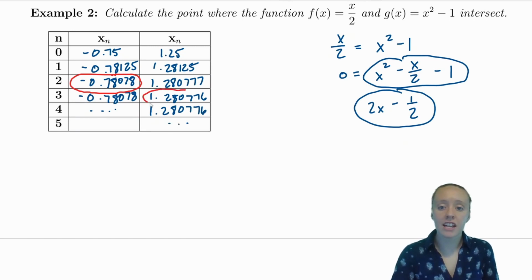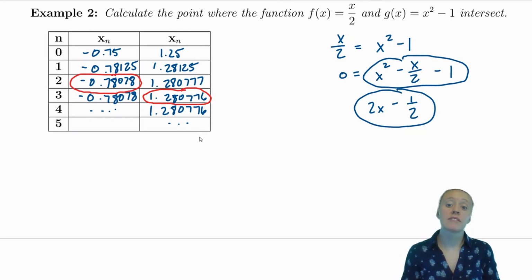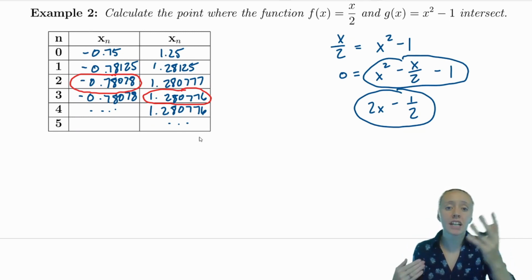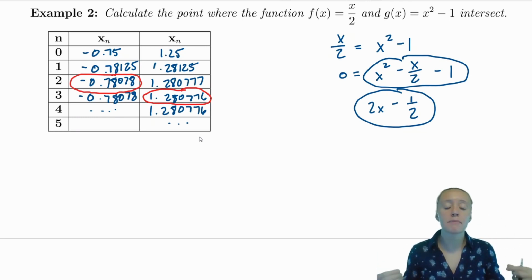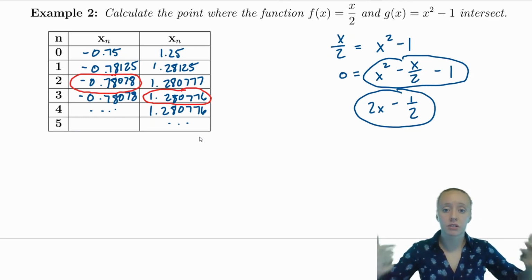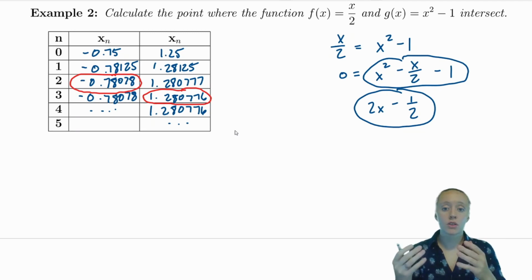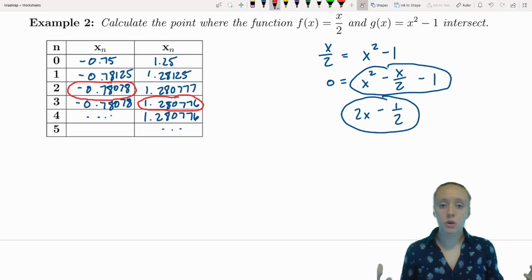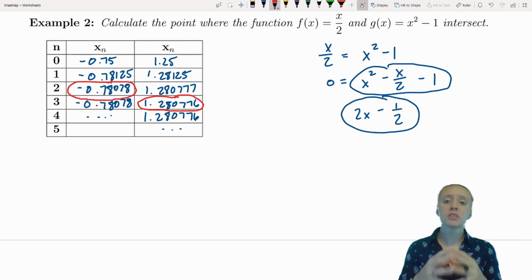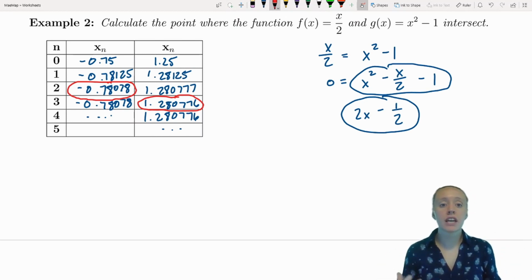So again, that intersection point is 1.280776, that x value. If I wanted to find the y value, I can plug it into either equation because it's going to give me an equivalent function value for each. But those values are where my two given functions intersect. So hopefully from the examples in this worksheet, you realize the value of Newton's method and how to use it to get the calculated values that you need.